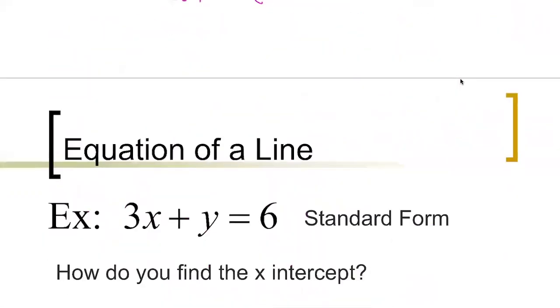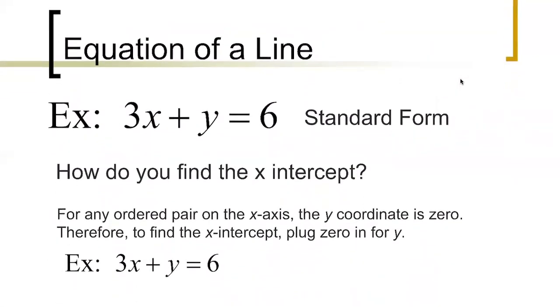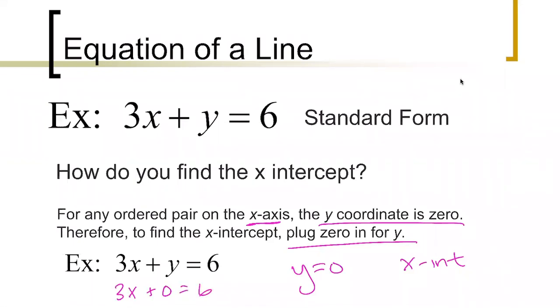Okay, so the next part is finding x and y intercepts using equations of lines. So what you may need to remember about an x-intercept, it's where it crosses the x-axis. So when you cross the x-axis, your y-coordinate is always going to be 0. So how do you find the x-intercept? You're just going to plug 0 in for your y. So your y value is going to equal 0 every time you're trying to find your x-intercept. So in this case, we'd have 3x plus 0 equals 6. And we would solve and get x is 2.